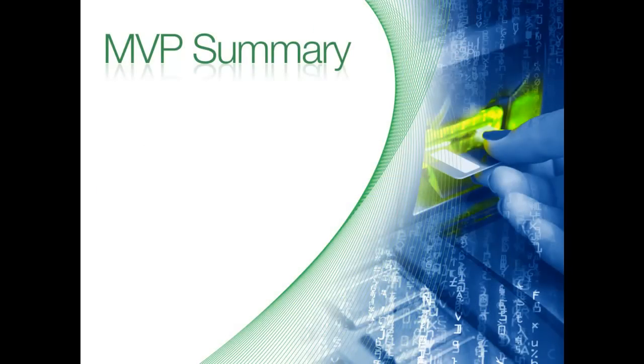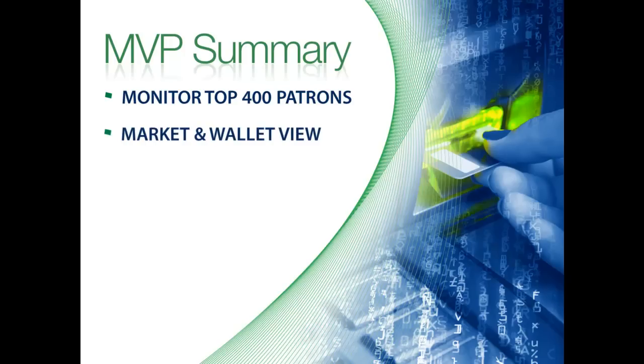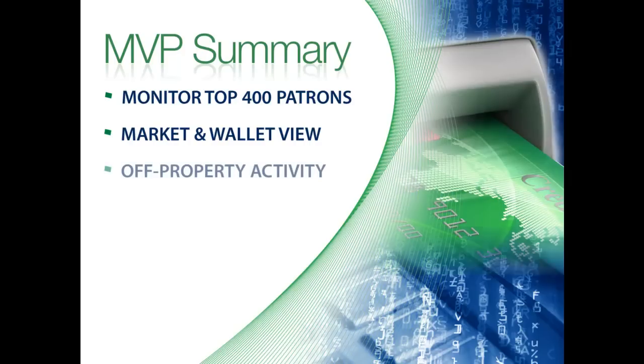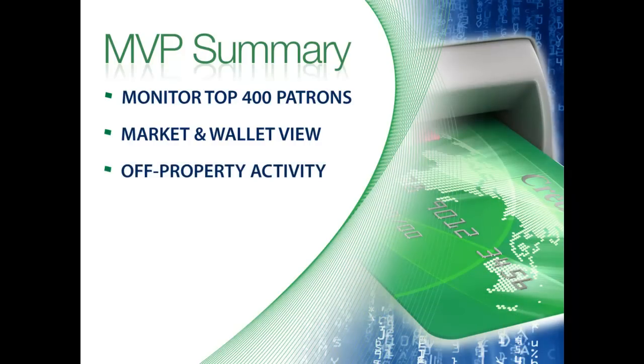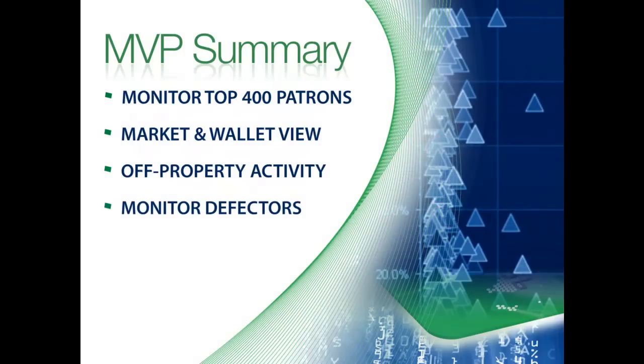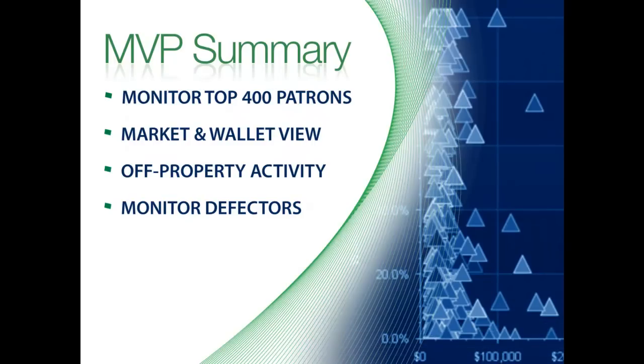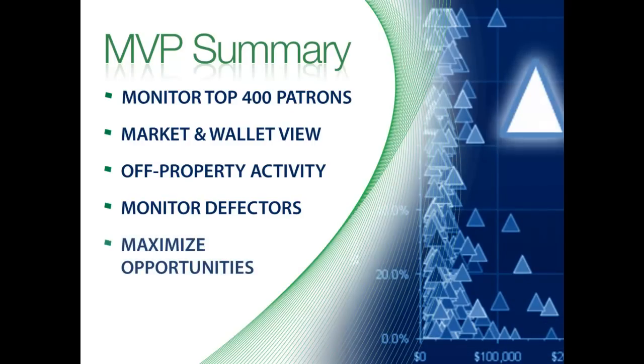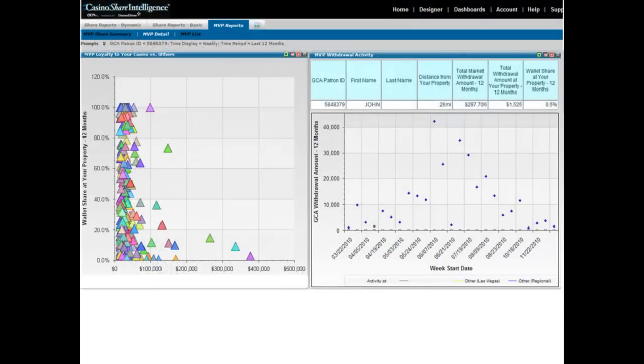MVP Summary lets you see how you're doing with your top 400 patrons in the aggregate. We give you a market view as well as a wallet view for 12 or 24 months. MVP Detail lets you see for the first time what withdrawals your patrons are making when they're not at your property. You'll instantly see who's defecting or defected from you, but still playing at your competitors. You can also see who's new to you, who's really big in the market. Finally, you can learn on an individual basis where you have enormous opportunity to capture more wallet share.